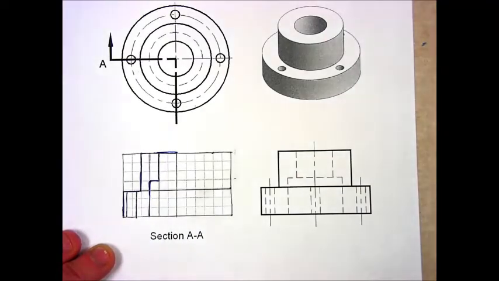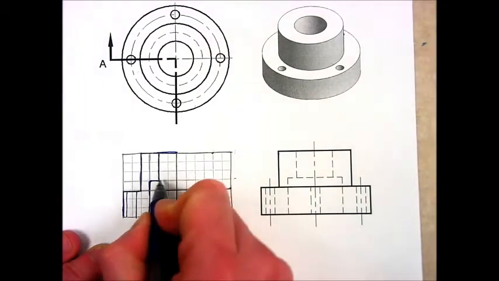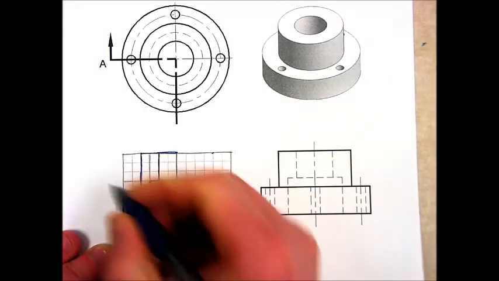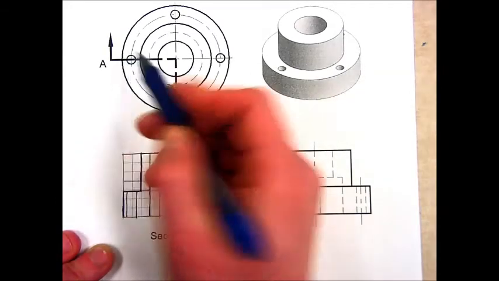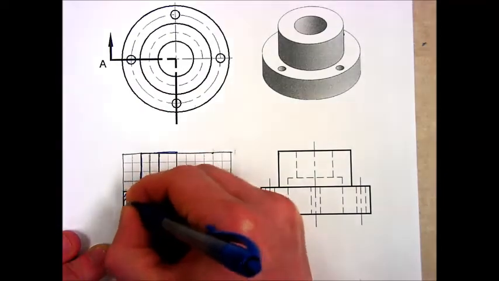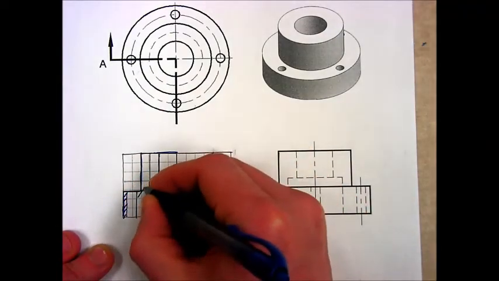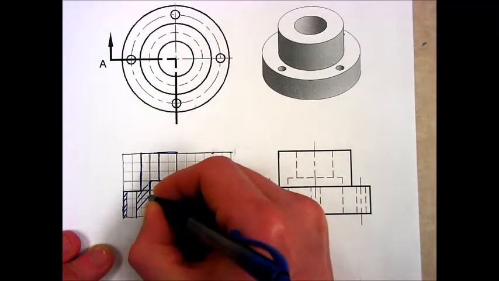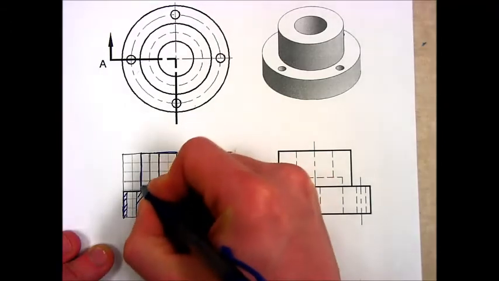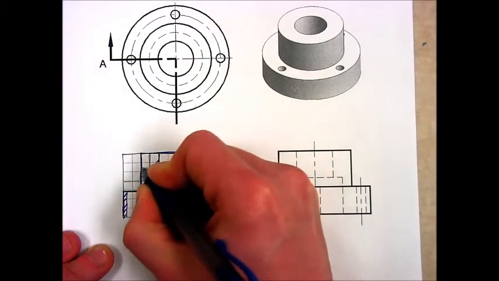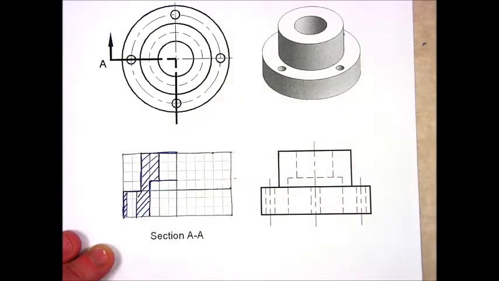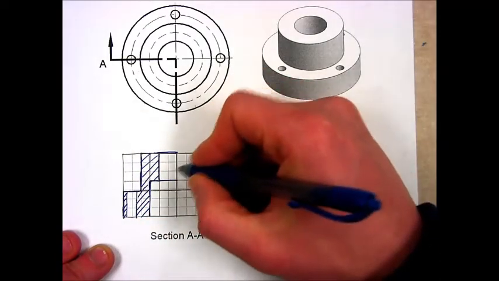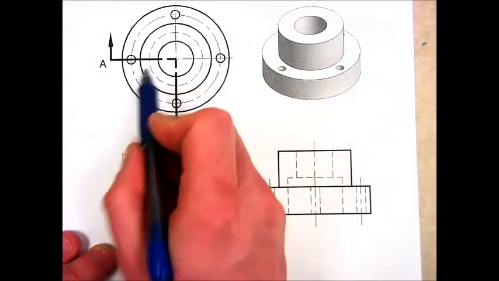Okay. And so the next thing we can do is go ahead and start hatching some of these lines where they need to be hatched, where we're cutting through actual material. So right here between the edge and the hole, we're cutting through material, so I'll hatch that. We're cutting through material right here, so I can go ahead and hatch that in. That's basically it.